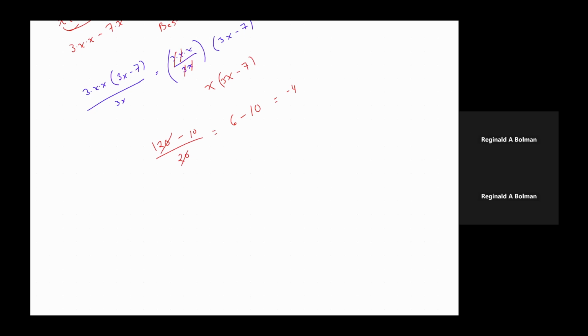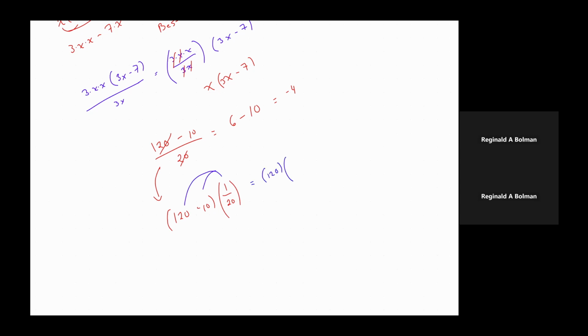is you have 120 minus 10 times the quantity 1 over 20. Remember that division is the same thing as multiplying by an inverse. So when you've got 120 minus 10 divided by 20, it's the same thing as having 120 minus 10 times the quantity 1 over 20. And so by the distribution law, you have to distribute this 1 over 20 to each of your terms. You'll have 120 times 1 over 20 minus 10 times 1 over 20.